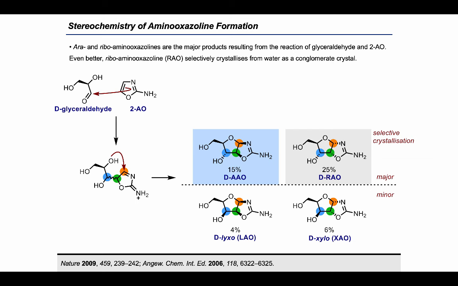There are 4 possible diastereomers formed from this reaction: the desired arabino and ribo, and the undesired lyxo and xylo. The arabino and ribo diastereomers are formed as the major products, and owing to the selective crystallization of riboamino-oxazolene, RAO, that we mentioned earlier, there exists a method of physically separating the 2 major products, RAO and AAO.